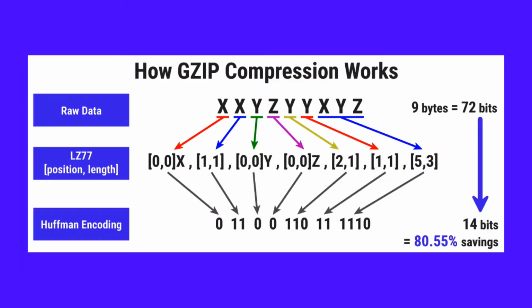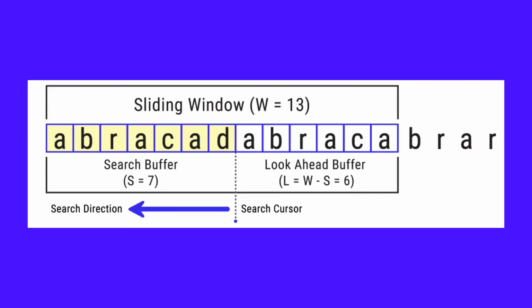To begin with, the Gzip compressor runs the LZ77 compression algorithm on the raw data to remove redundancies. This algorithm works by finding repeated patterns in a predefined sliding window, a small section of the raw data. It then replaces all the repeated strings with tuples to compress the raw data. In this example, the sliding window size is just 13 characters long, or 13 bytes.